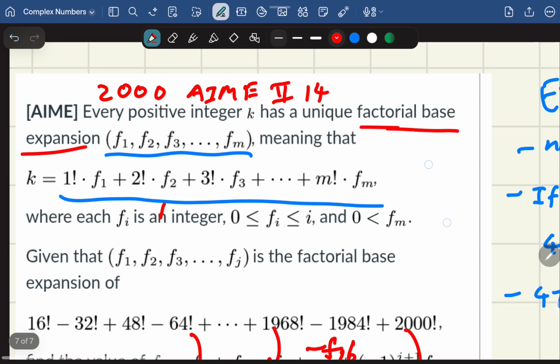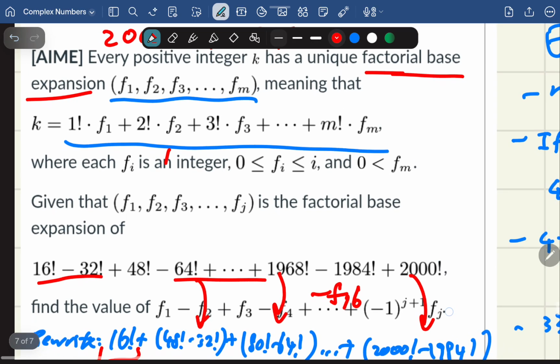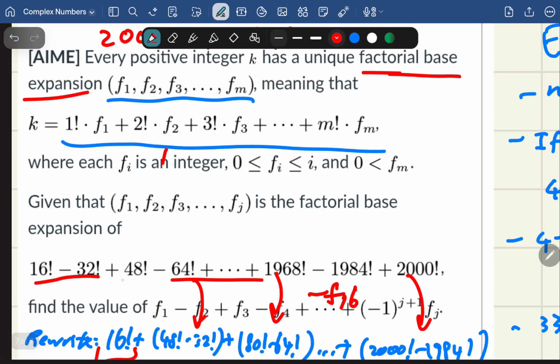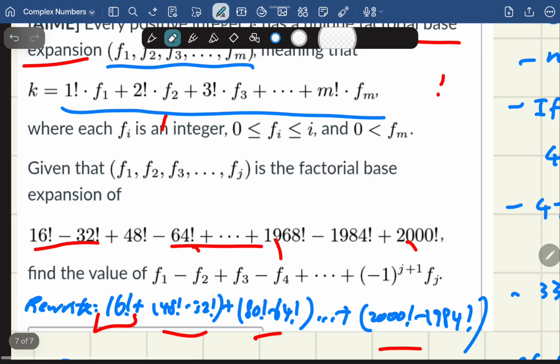Anywho, so we have this number, which consists of factorials that have multiples of 16. And then we have to find the value of this alternating sum. Here, I'll clear everything. So we can actually just rewrite this by grouping 48 factorial and negative 32 factorial, and then 80 factorial minus 64 factorial, all the way to 2000 factorial minus 1984 factorial.